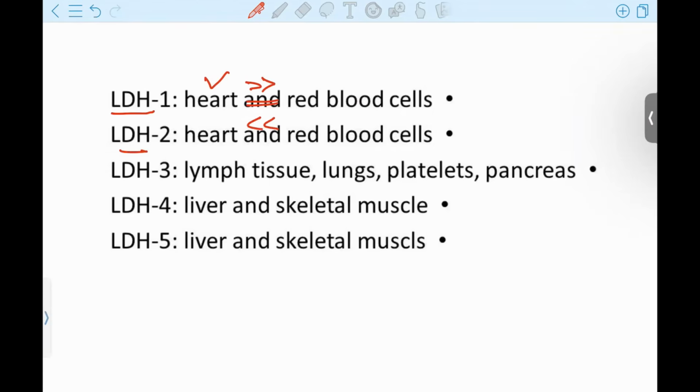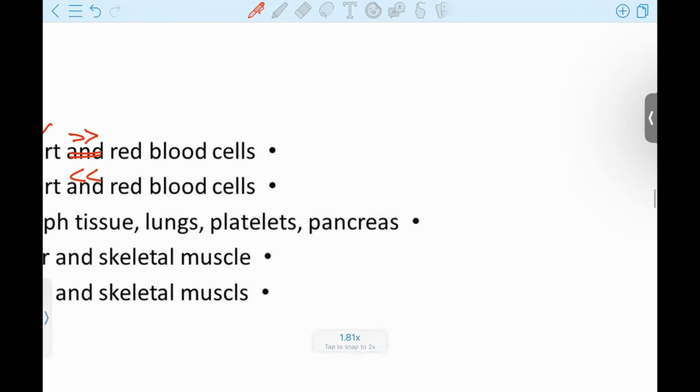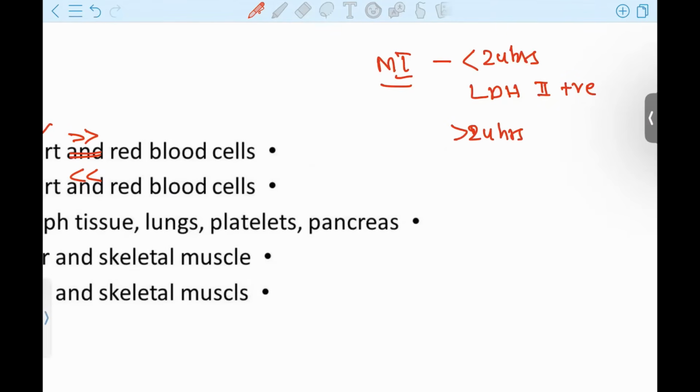For example, let's say the patient has an MI. When you test early, within 24 hours, if you do the LDH, LDH2 is positive. And in MI patients after more than 24 hours, LDH1 will be positive. Why? Because of the LDH flip.